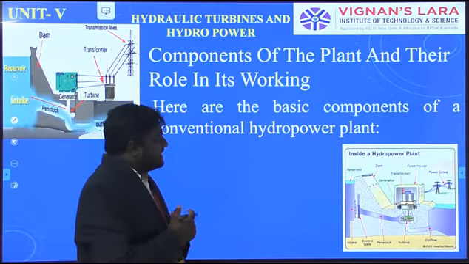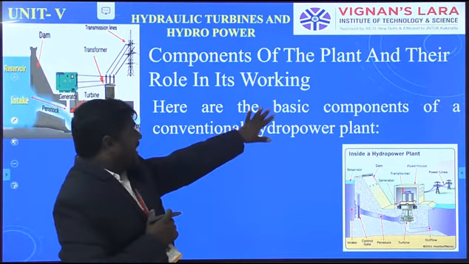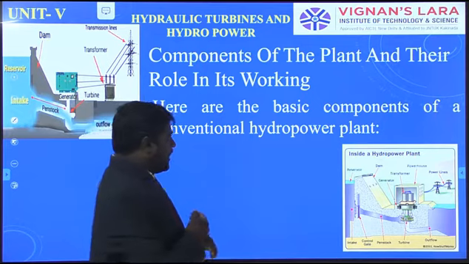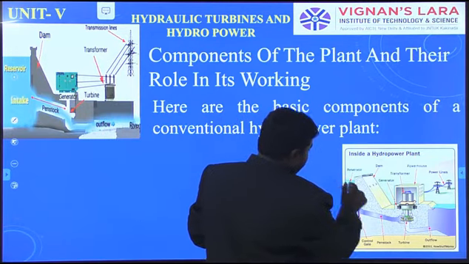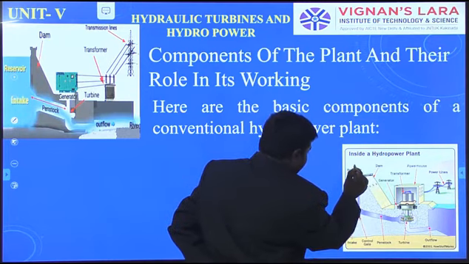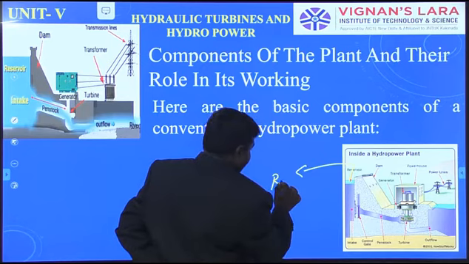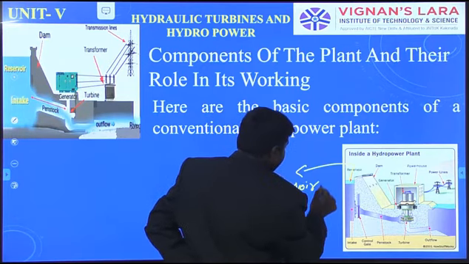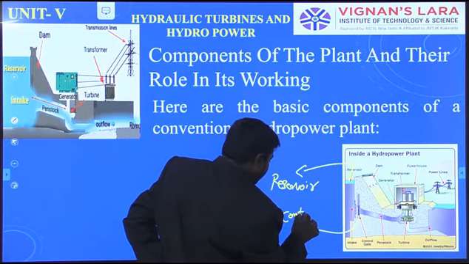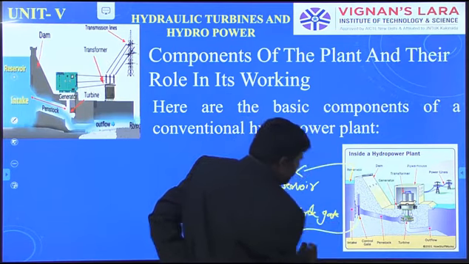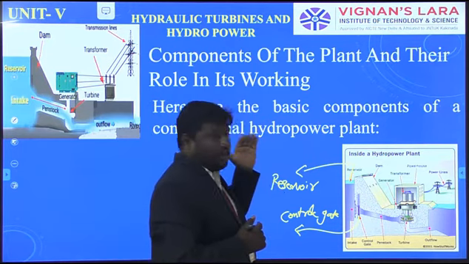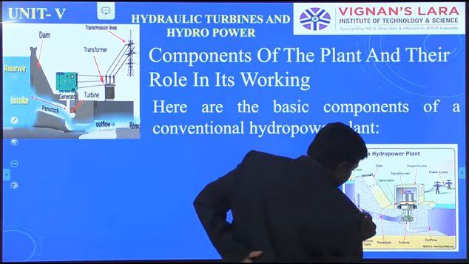So the main components. We see in this figure the components of the plant and their role in its working. Here are the basic components of a conventional hydropower plant. Inside a hydropower plant, this is the intake, the dam water, the reservoir. This is the control gate to control the water. Whenever the dam is at a high height, the water is sent down to the turbine.